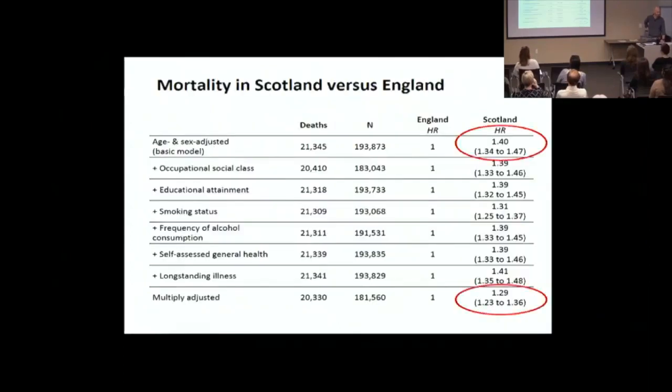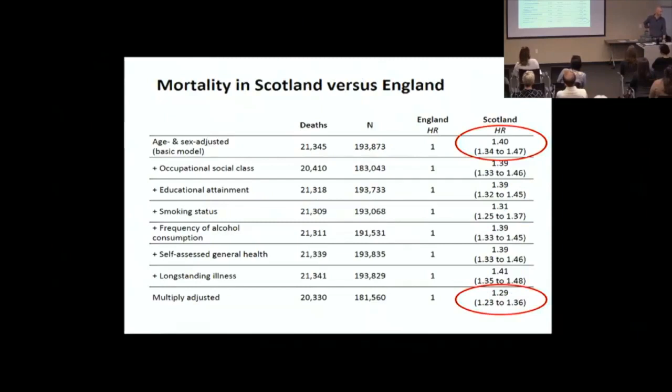And we saw, again, if you lived in Scotland, you had a higher mortality rate than individuals living in England, about a 40% increased risk in the most basic model. And if you add various explanatory factors like smoking, alcohol consumption and existing illness, it had a modest impact. The hazard ratio fell by about 25%.